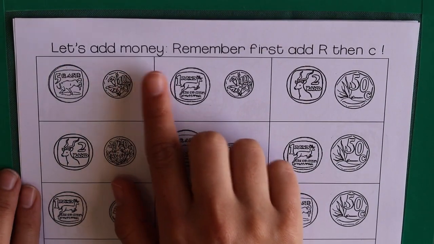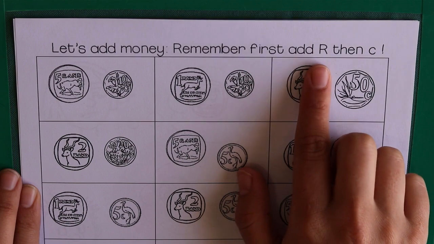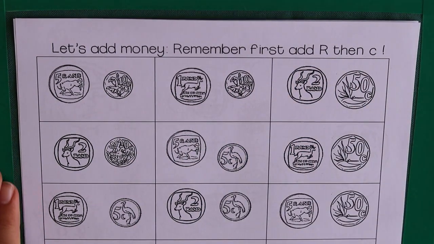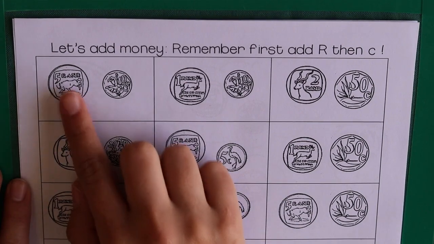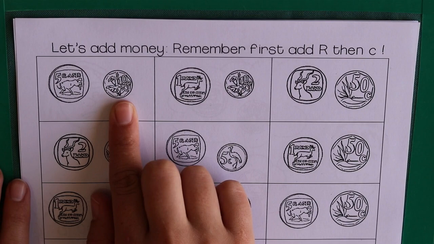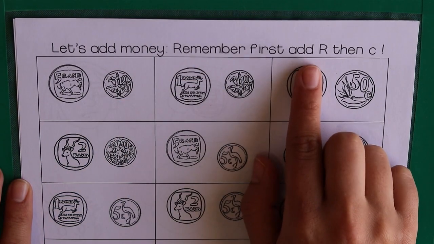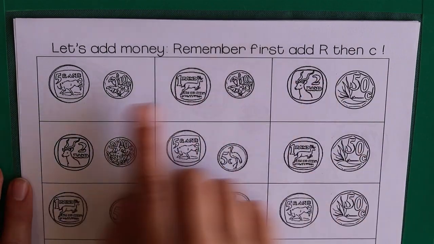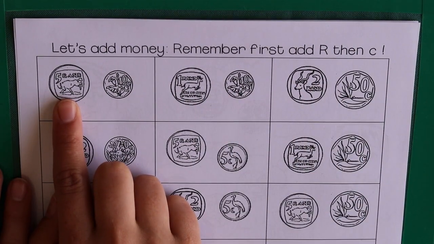Let's add money. Remember, first add rands, then cents. So on the previous page, they didn't mix the rands and the cents together. Now, it's rands and cents you have to plus. Okay, so the clue they gave us, add rands, then cents. So first you write the rands.